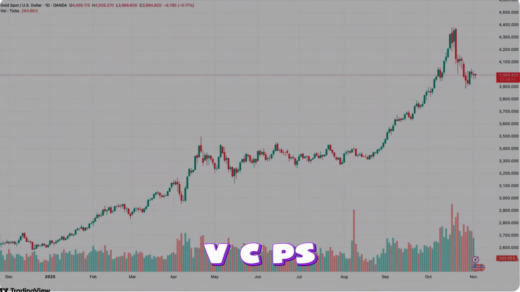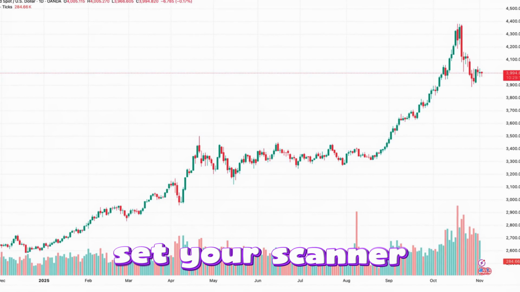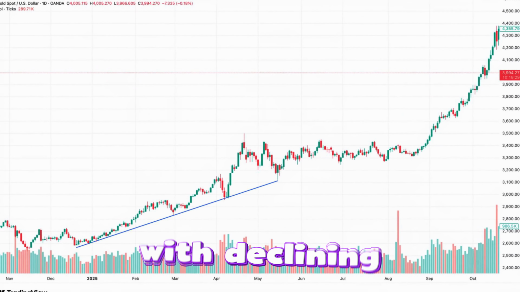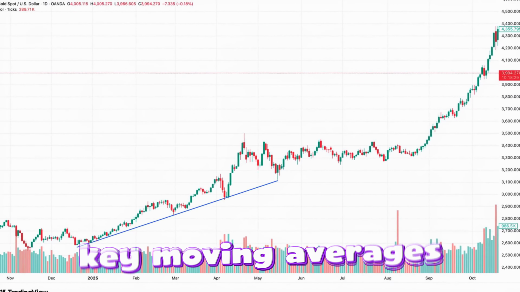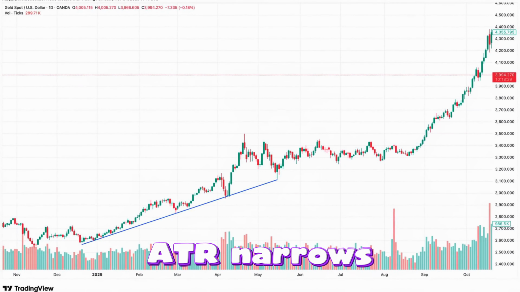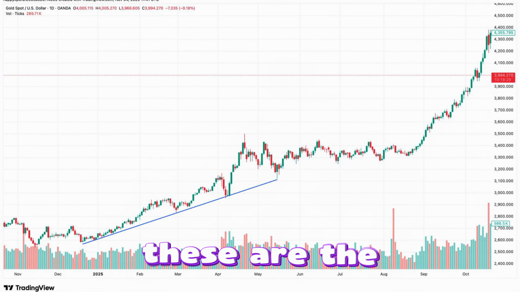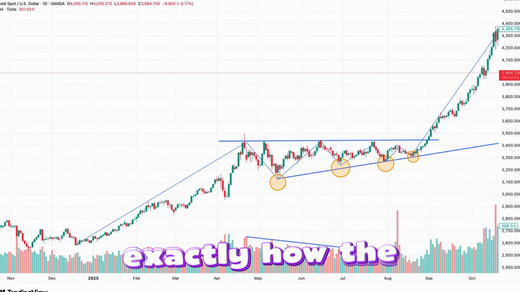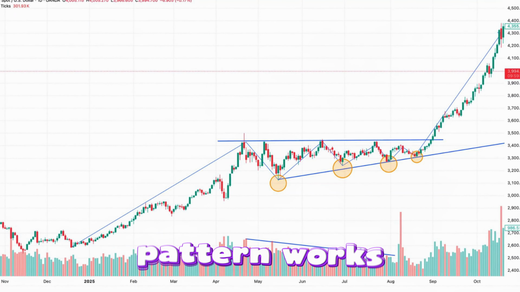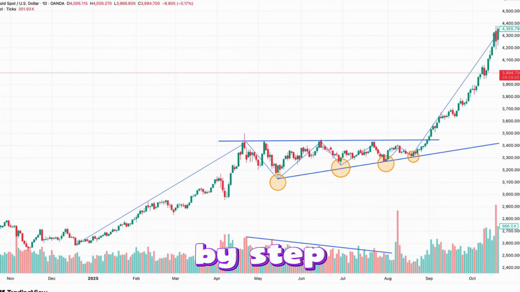To spot potential VCPs faster, set your scanner to find stocks in strong uptrends with declining volatility and volume. Look for price staying above key moving averages while the average true range, ATR, narrows. These are the quiet setups before big breakouts. So, you have learned exactly how the volatility contraction pattern works and how to trade it step by step.